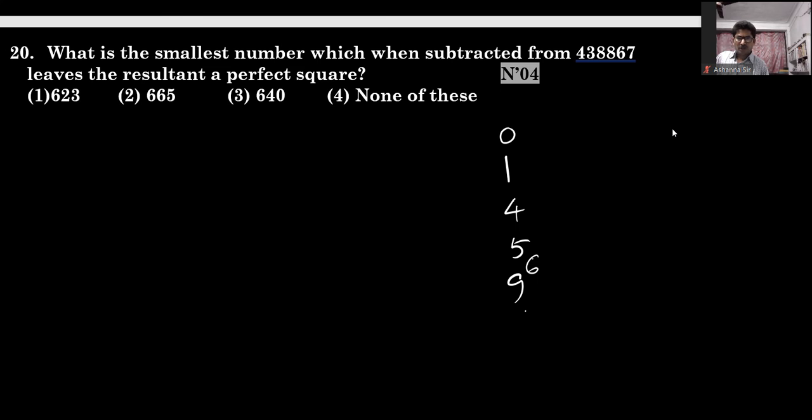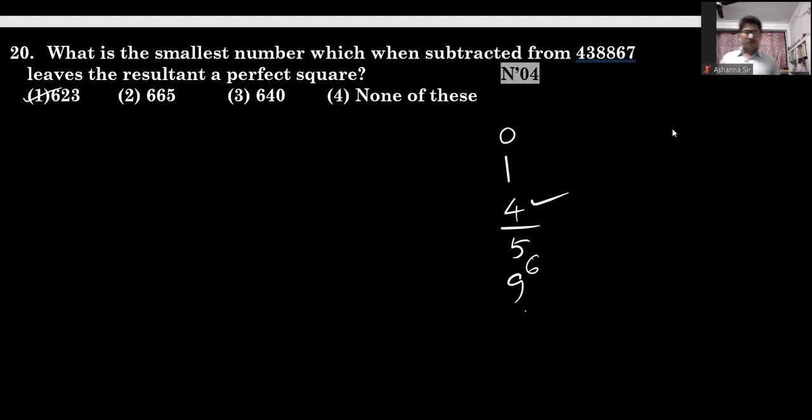If we subtract from this, we can get a perfect square number. 7 minus 3, 4. We are getting 4. Maybe. So we can check these also. 7 minus 5, 2. Not there. 7 minus 0, 7. Not there. So when we subtract 623 from this number, we can get a perfect square number.